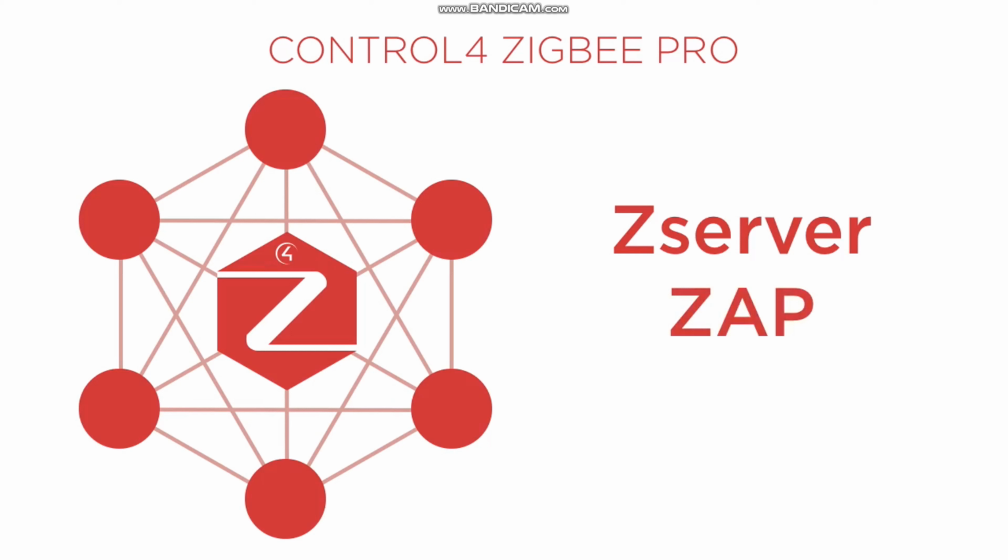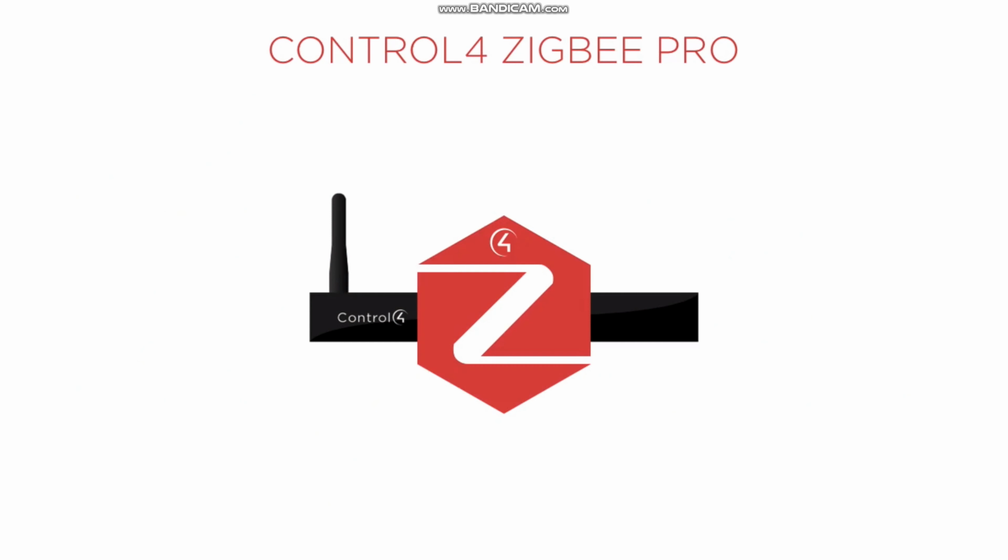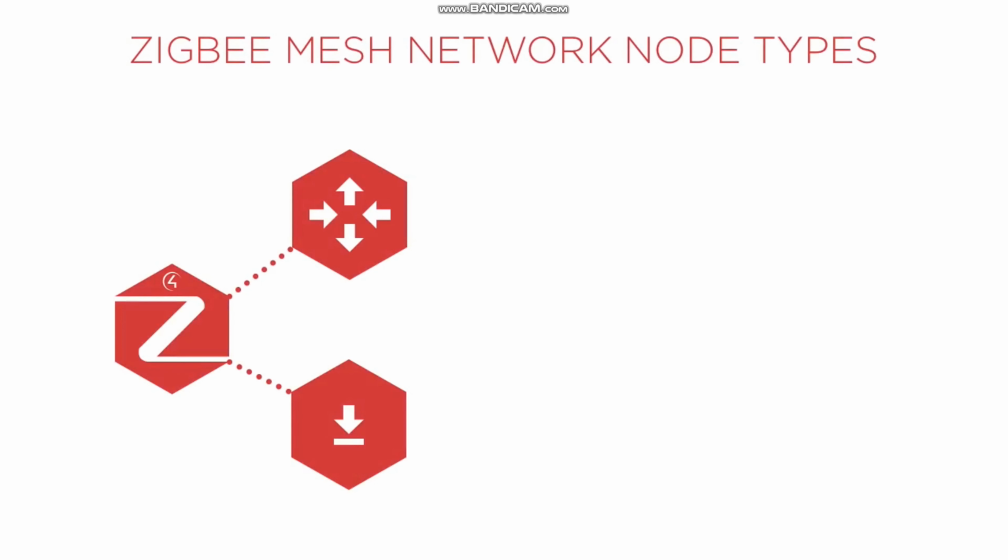The Z Server and the ZAP should be activated on the same Control4 controller. When this happens, that controller becomes a mesh controller. Communication in a Control4 ZigBee Pro mesh network begins at Director and then moves to the Z Server and then to the ZAP. There are two types of nodes, or devices, that exist in a ZigBee mesh network.